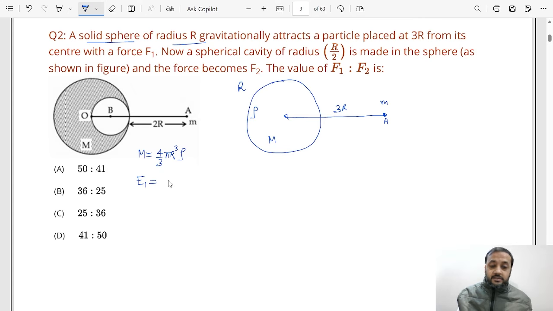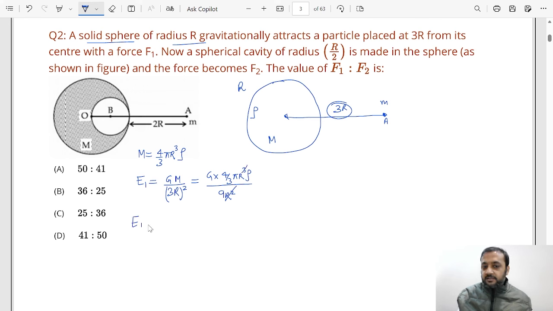We know that the gravitational field for a solid sphere is GM by distance squared. So G into M by distance, which is x. X actually here is 3r, so that will be (3r) squared. So what does this become? You can see that G into capital M will be 4 by 3 pi r cube into rho divided by 9r squared. So this r squared and r cube get cancelled.